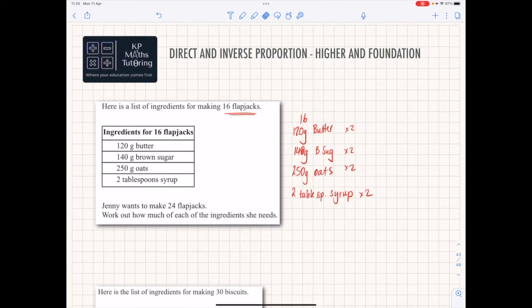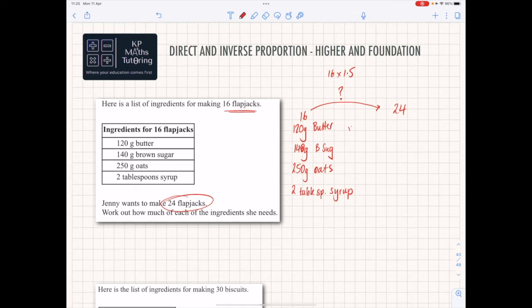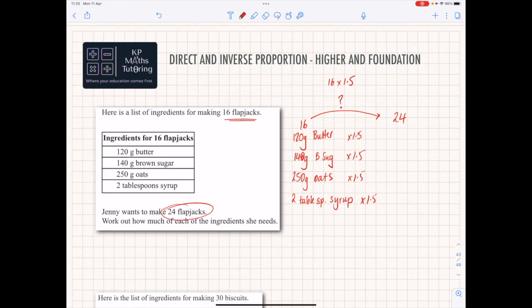But I'm being asked now to make 24 flapjacks. So what you need to think to yourself is, how do I go from 16 to 24? Now, this is where your scale factor can come in again. You could think about what you multiply 16 by to get to 24. Now, I know to get from 16 to 24, I actually times it by 1.5. Okay, so this means that each one of these values would need to therefore be multiplied by 1.5. And so that becomes a direct proportion question effectively. Okay, it is a recipe question, but it does link into direct proportion.